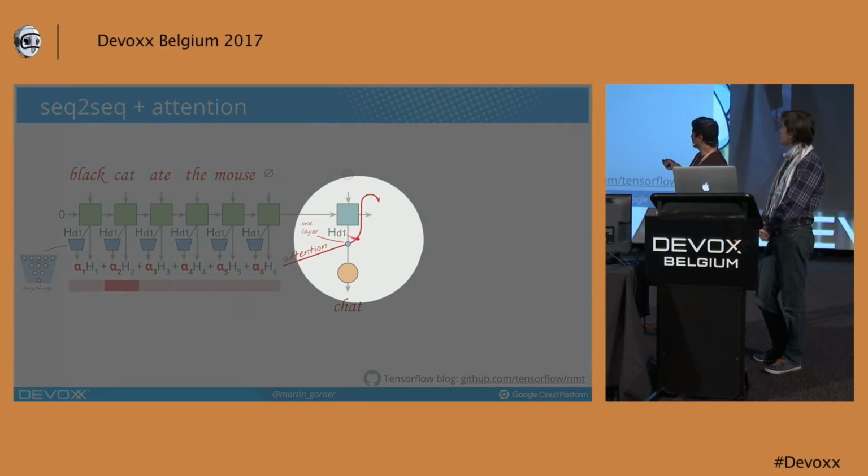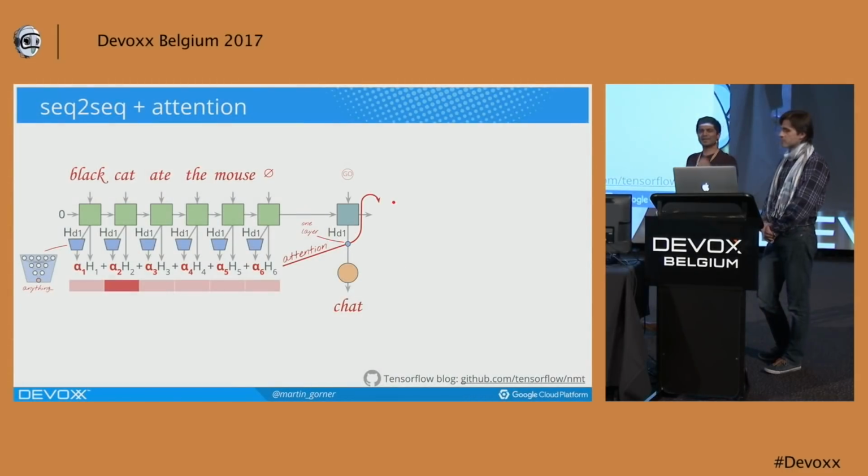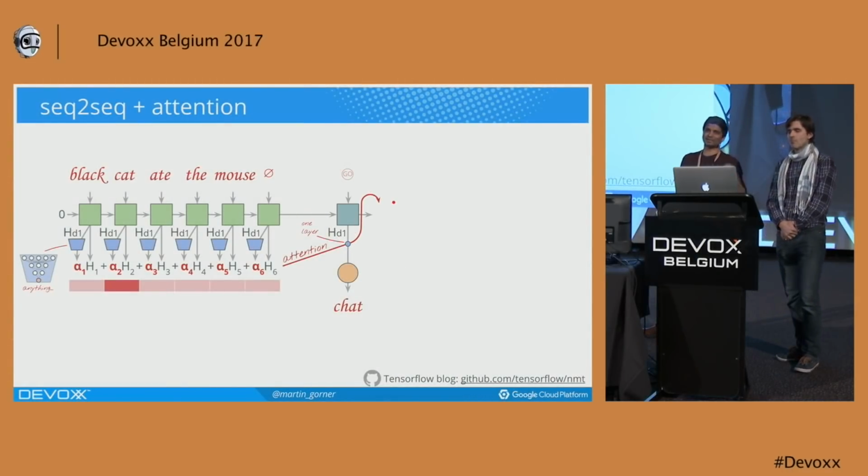And then the other thing we can do is take this attention vector and feed it into the next cell. So the next cell gets a bit of a hint about what we were paying attention to previously.